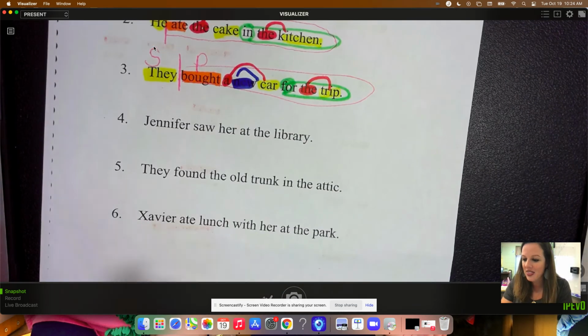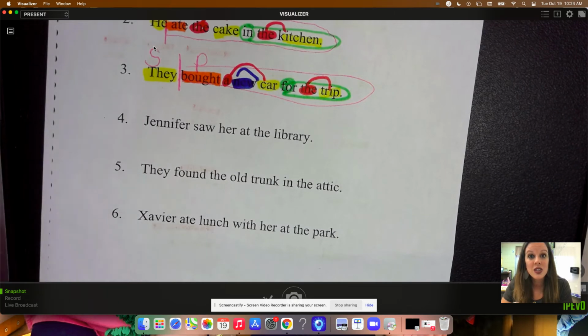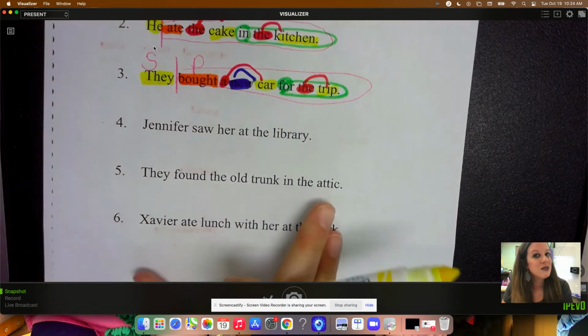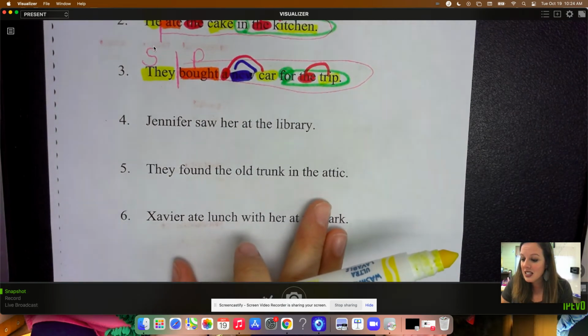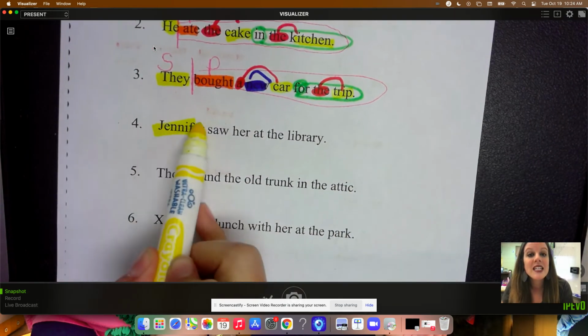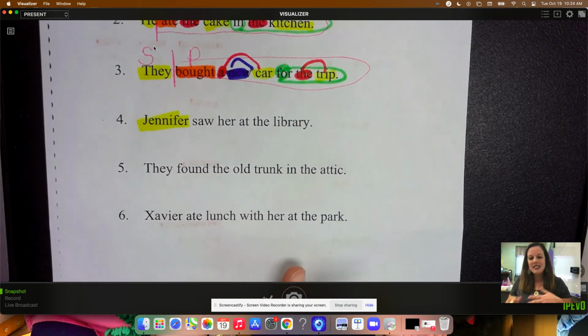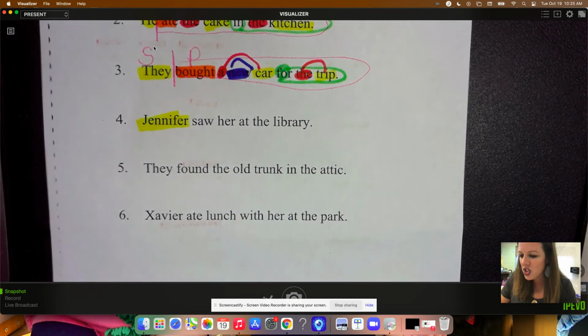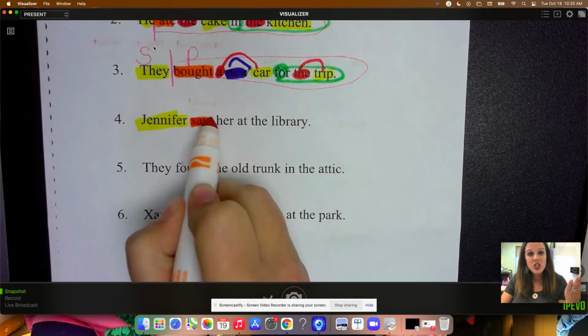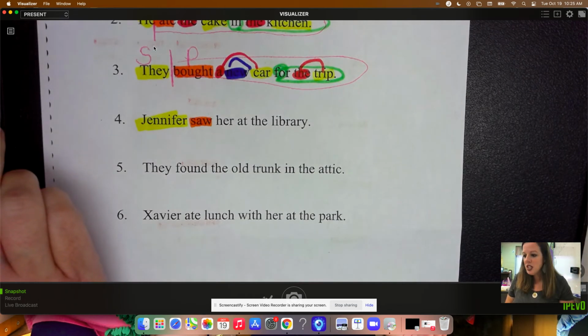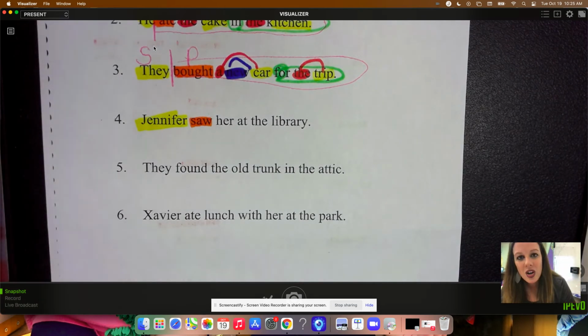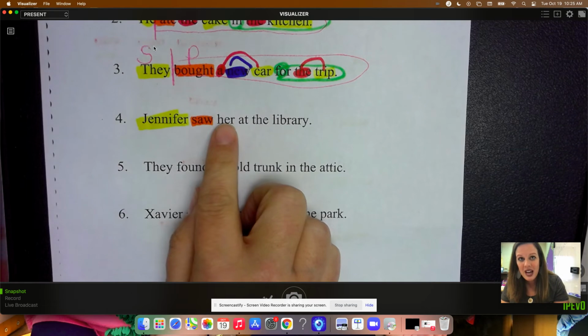Jennifer saw her at the library. Who? Jennifer. Is Jennifer a pronoun? No. Jennifer is a proper noun, just a regular noun with a capital letter. It's not taking the place of anything. What did Jennifer do? Well, she saw. But who did she see? Well, we know it's a person. We know it's a her. Her is a pronoun.